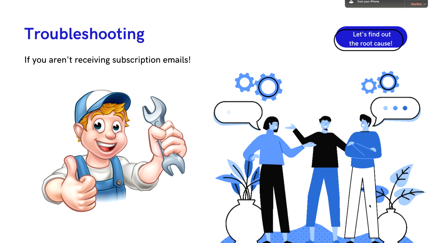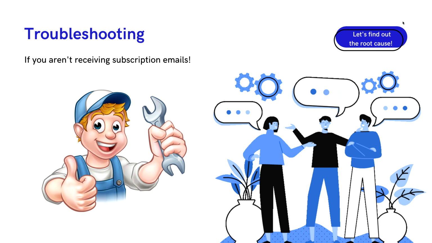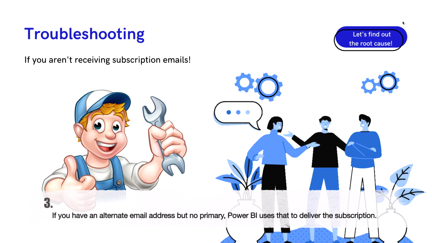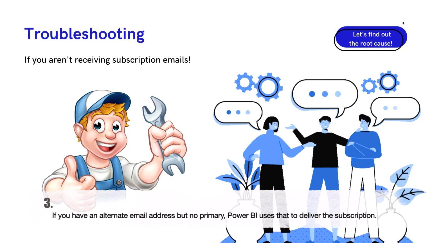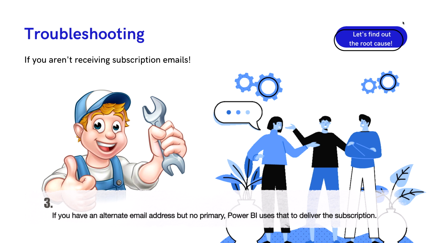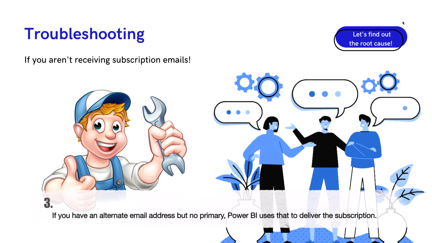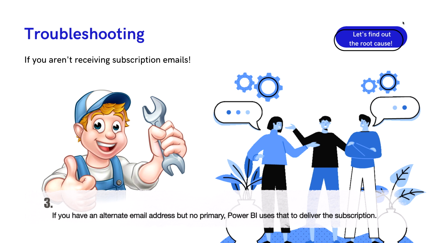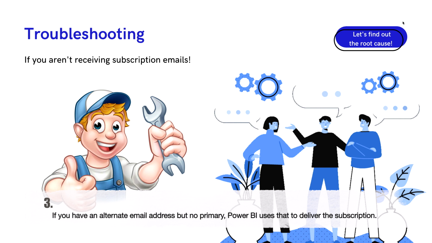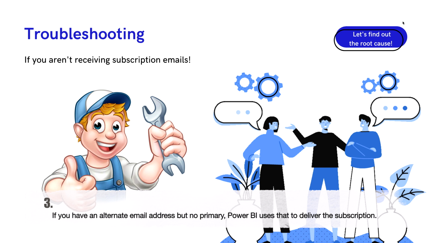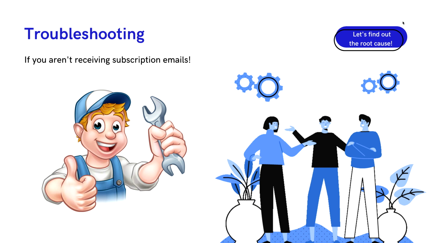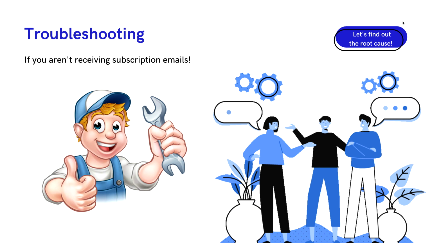And the last very important one is that, lastly, if you have an alternate email address but no primary, Power BI uses that to deliver the subscription. So always pay attention to these three points, which are going to help you a lot in order to troubleshoot whenever you are subscribing a report to external users and they are not getting it.